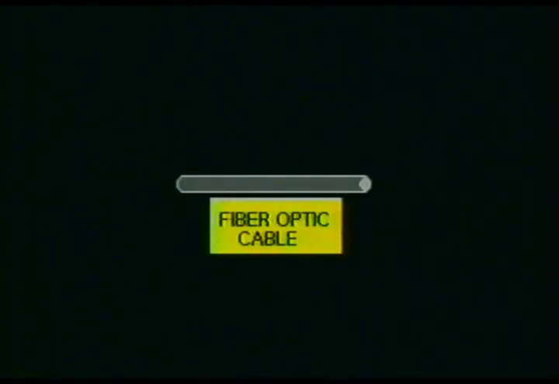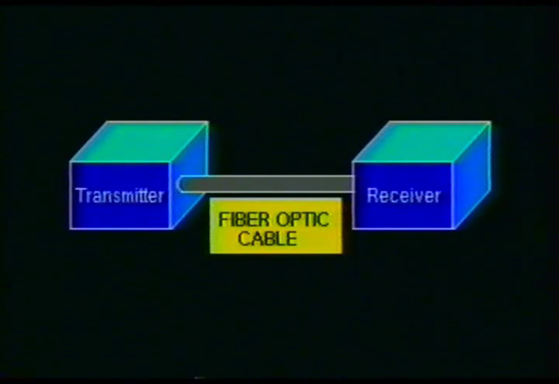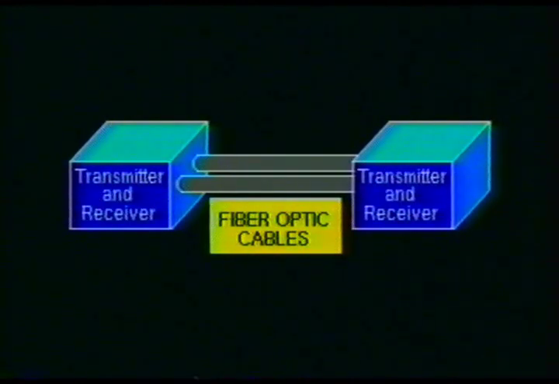A fiber optic communication system requires more than just a single fiber optic cable to operate. You also need a transmitter at one end and a receiver at the other end. However, for the system to work as a two-way communication system, it must have a transmitter and receiver at each end, as well as two fiber cables. One cable will carry the information one direction, and the other fiber cable will carry the information the other direction. The transmitters and receivers are generally encased in a single package.